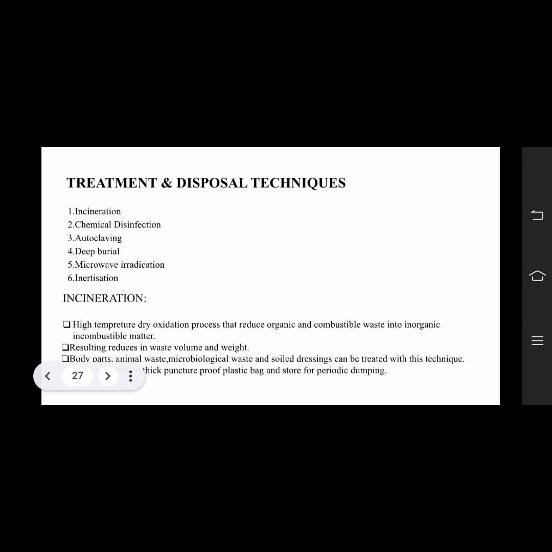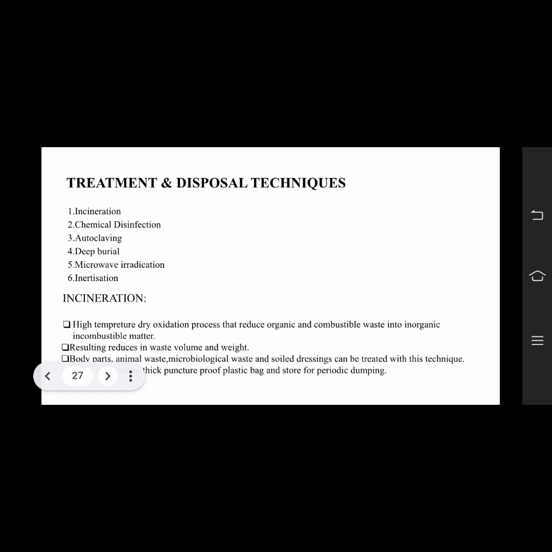So how to treat? When it comes to treatment, incineration is there, chemical disinfection is there, autoclaving is there, deep burial is there, microwave eradication is there. So these are the six types of disposal techniques or treatment. Incineration completely burns the waste. Chemical disinfection, where we treat with chemicals and then discard it properly. Then we also have autoclaving.